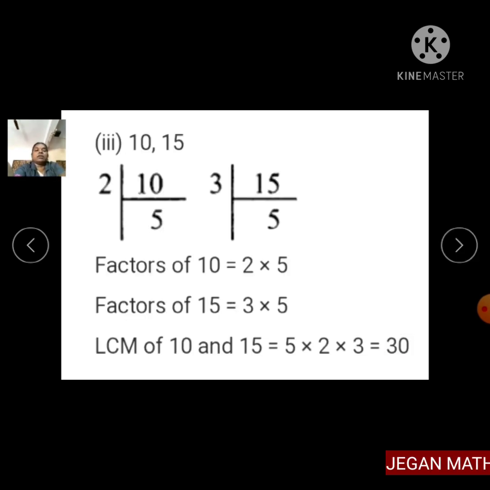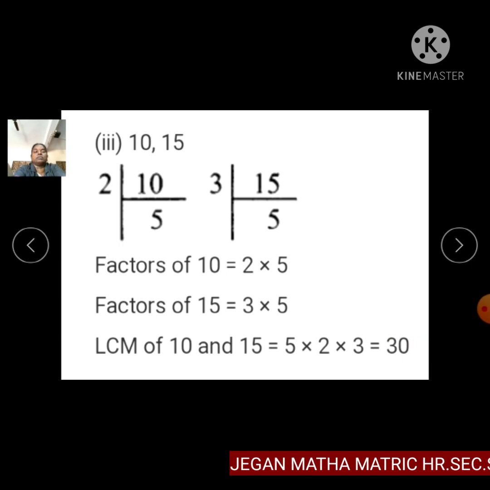Subdivision 3. 10 and 15. We find the factors of 10 and 15 by division method. Factors of 10 equal to 2 into 5. Factors of 15 equal to 3 into 5. LCM of 10 and 15 equal to 5 into 2 into 3 equal to 30.